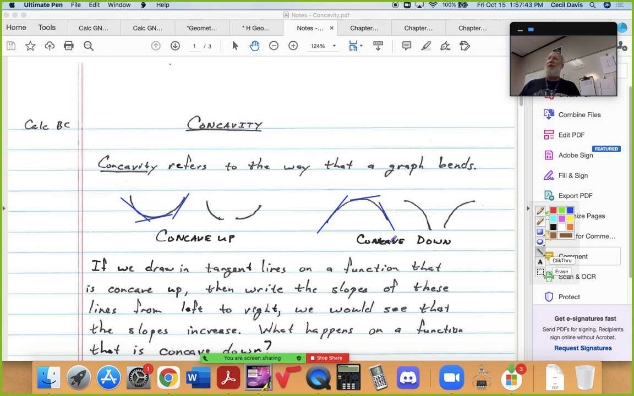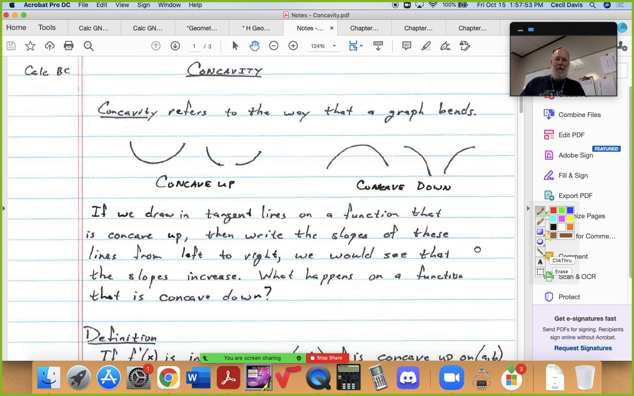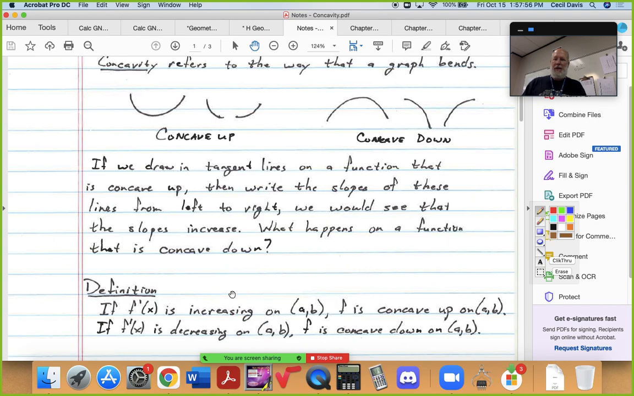It has nothing to do with anything else. We're going to learn something else about it that's going to cause you to tend to forget this, but this is the definition. If the derivative is increasing on the open interval from A to B, then f is concave up on that same open interval. This is not a closed interval. And then conversely, if f prime is decreasing on the open interval from A to B, then f is concave down on the open interval from A to B.